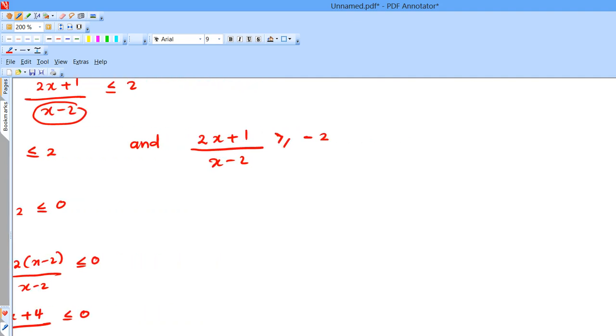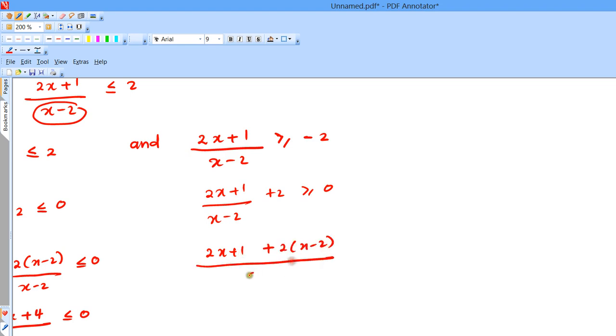Next, we have (2x + 1)/(x − 2) ≥ −2. So just bring −2 to the left-hand side. We get (2x + 1)/(x − 2) + 2 ≥ 0, and then solve. So we get (2x + 1 + 2(x − 2))/(x − 2) ≥ 0.